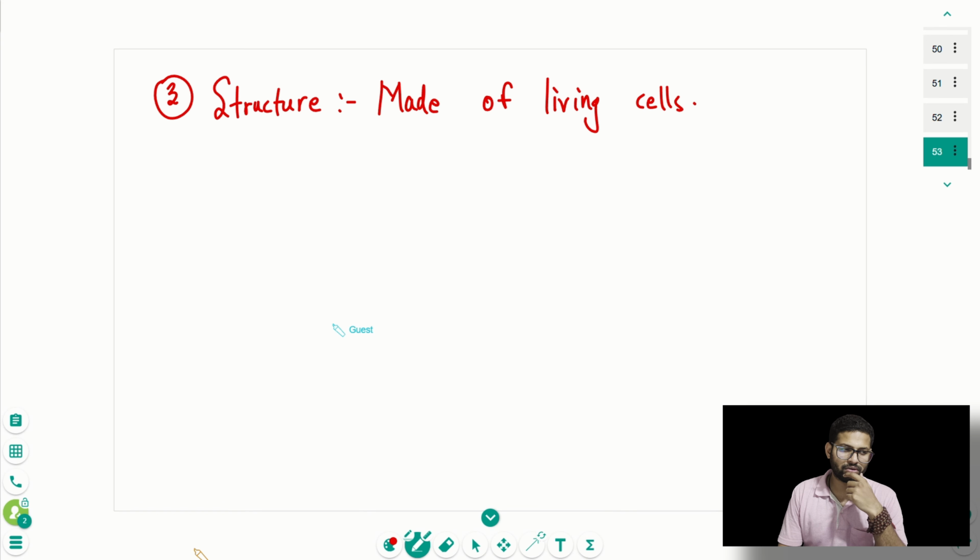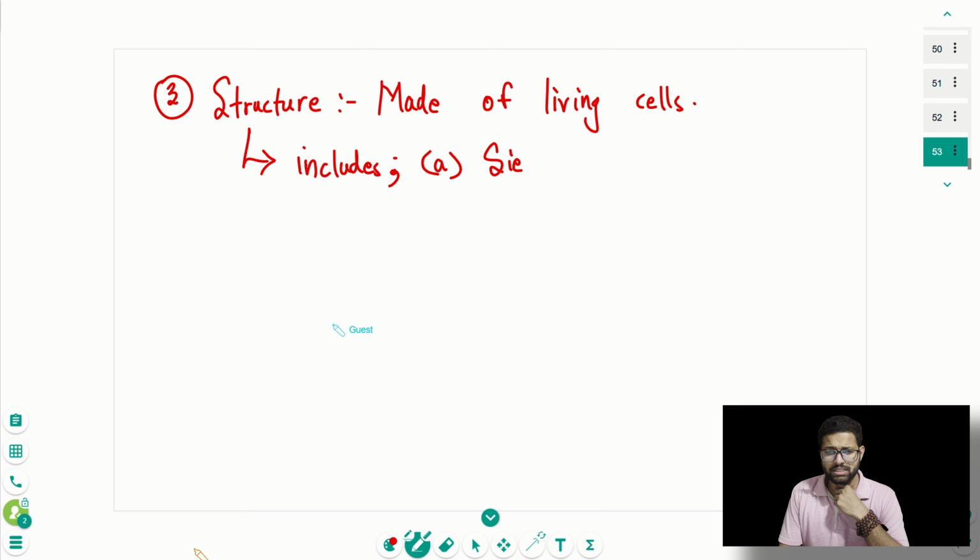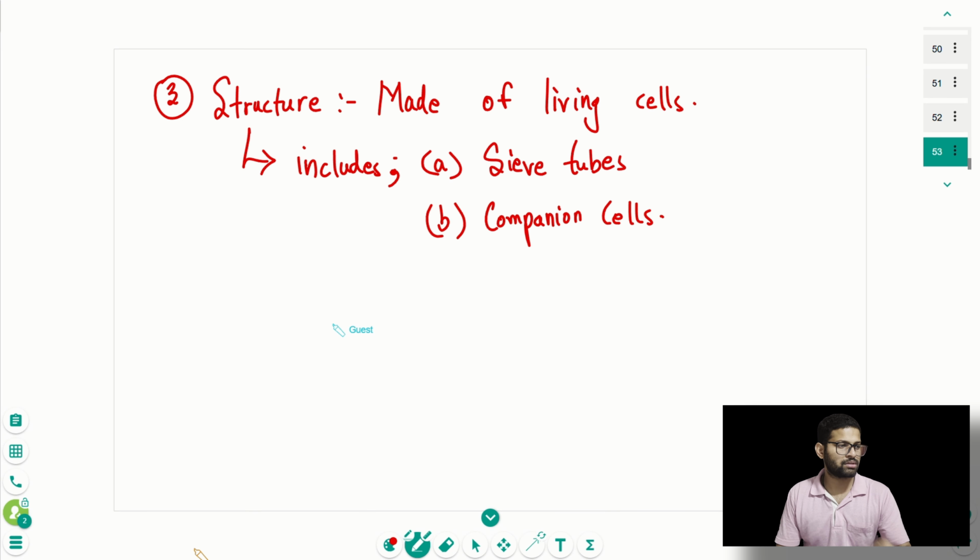Apart from that, what else do we have in the structure? It is made of living cells. It includes a few things like cytoplasm. No. Sieve tubes. What are they? I will show it to you. And what else do we have? I think I do. The companion cells. Okay. Understood?